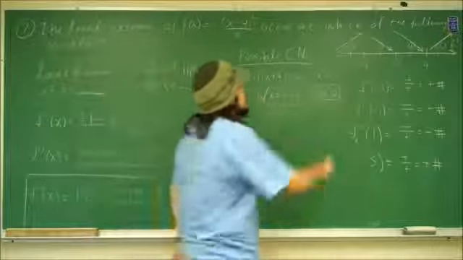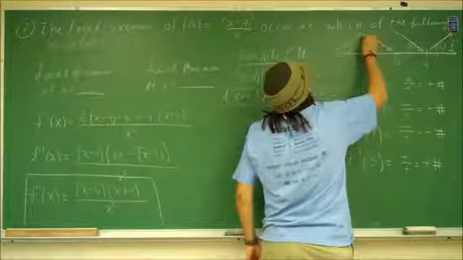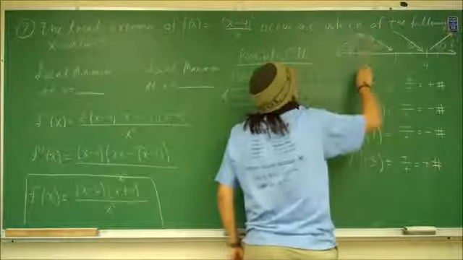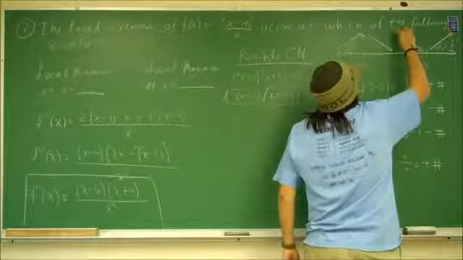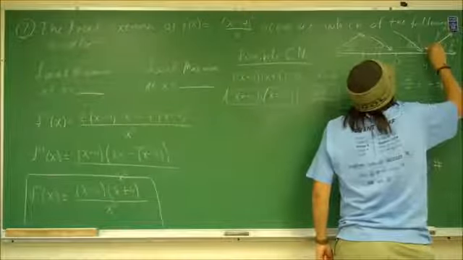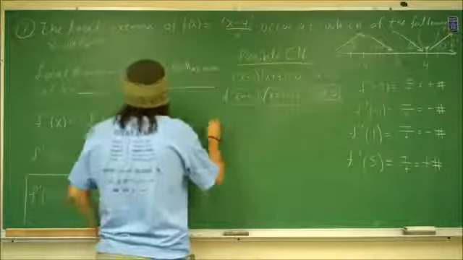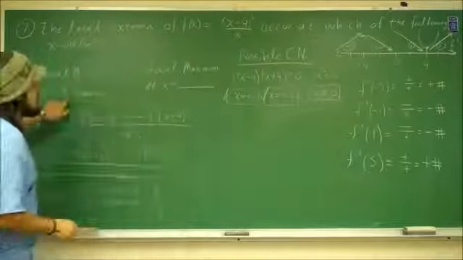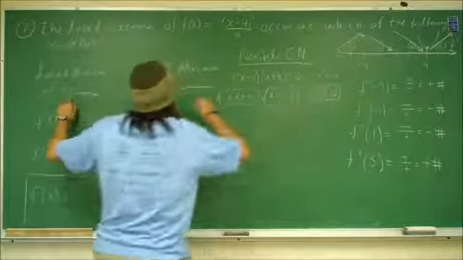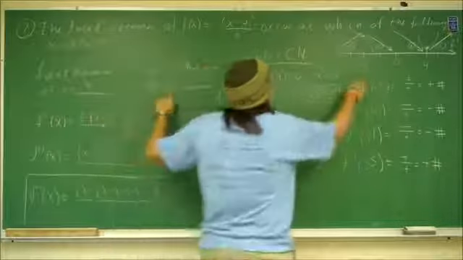So what do we have here? In order for it to increase and then decrease, the function must be doing something like this. So there's a maximum here at negative 4. And in order for it to decrease and then increase, the function must do something like this, and there must be a minimum there. Okay, so then, local min at x equals 4, and a local max at x equals negative 4.